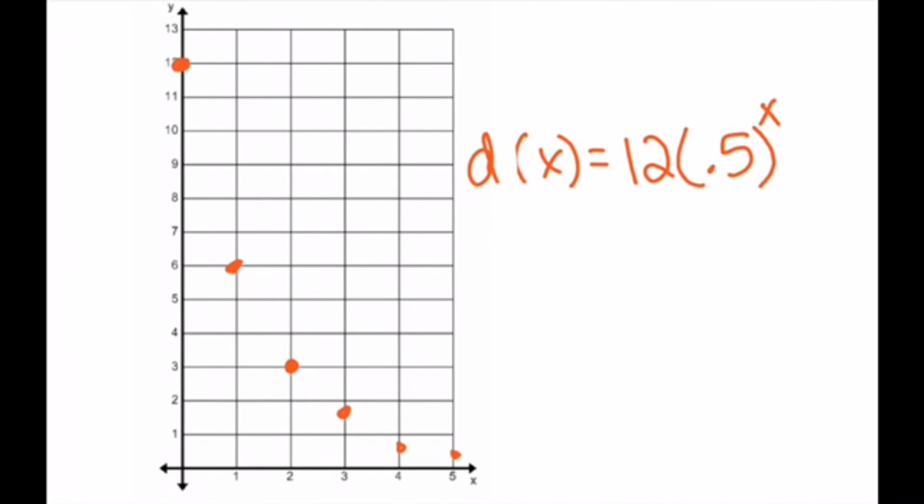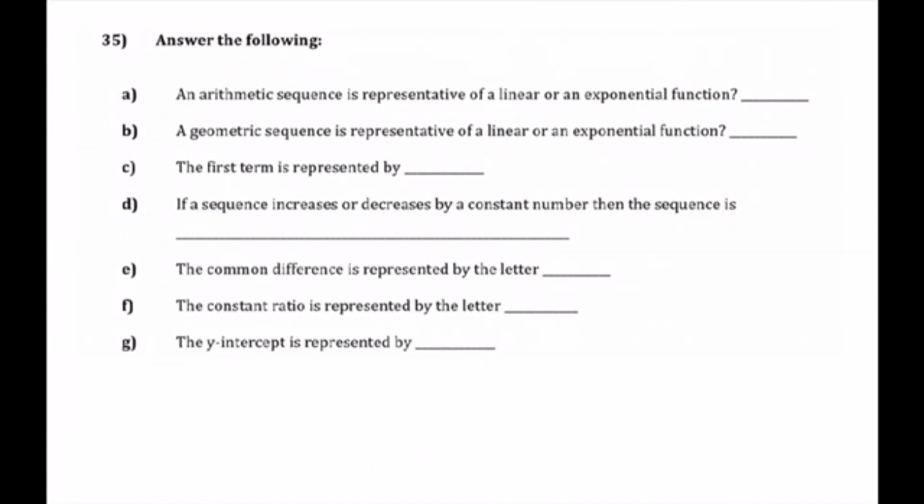Okay, so let's go to the next question. So 35, just kind of again reviewing the vocabulary, an arithmetic sequence is representative of linear or exponential? You can just circle. What's an arithmetic sequence representative of? Linear. A geometric sequence is representative of exponential. The first term is represented by what? A sub 1.